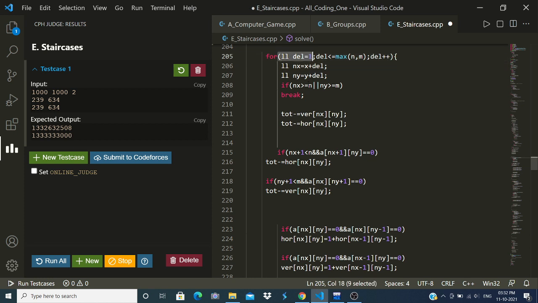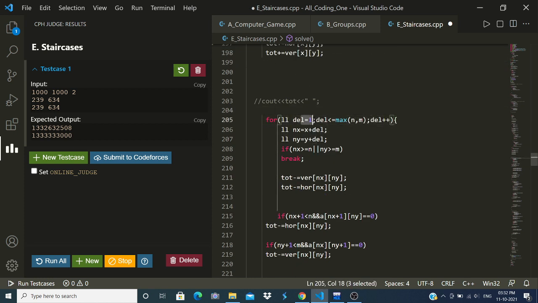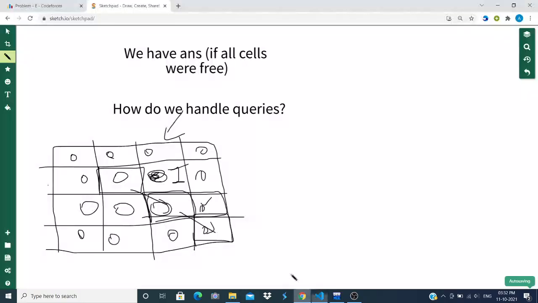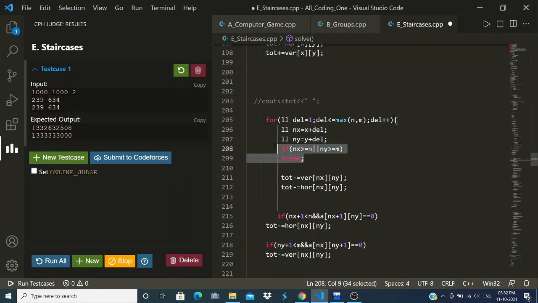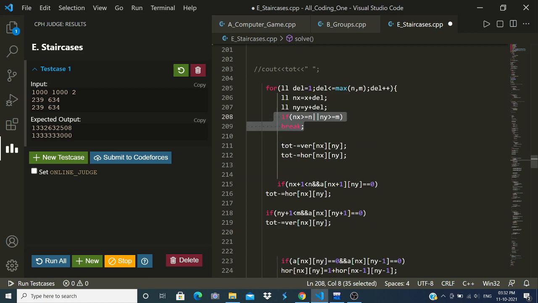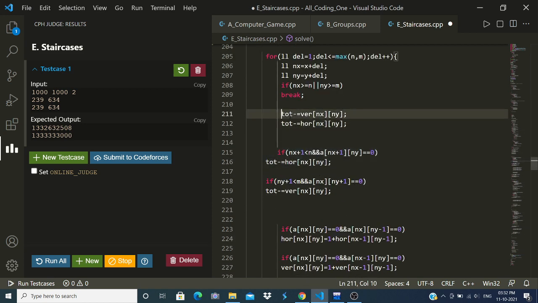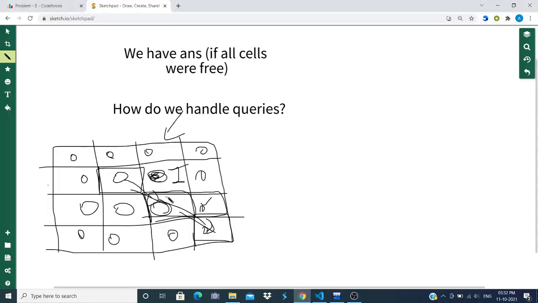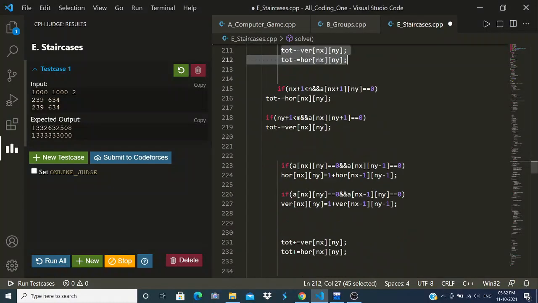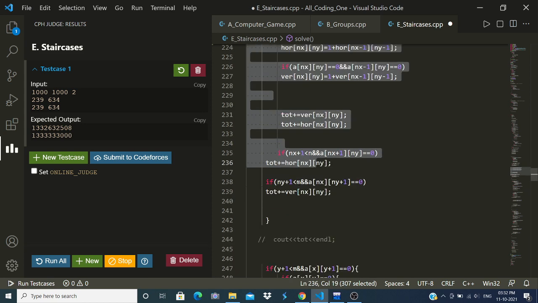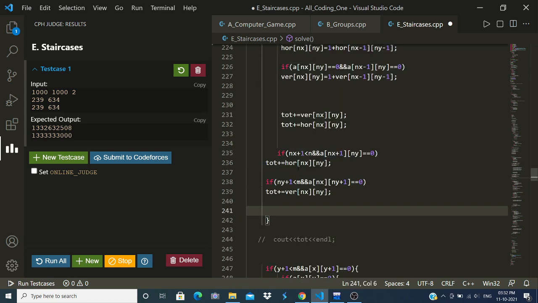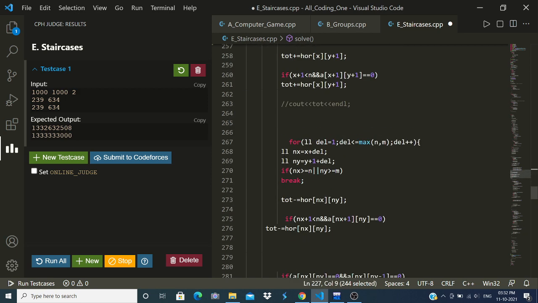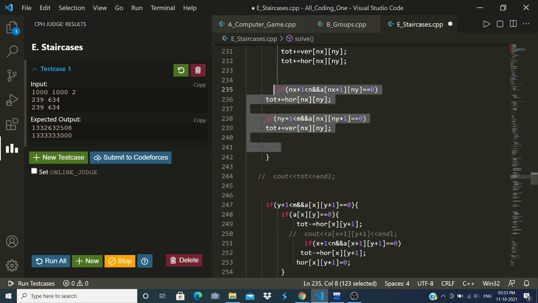So basically I am moving this delta from 1 to maximum of n comma n, and I am jumping from here to here, then here to here. And if at any point this is not a valid coordinate, break. Otherwise make some required changes. First of all, remove the old values of those cells, and then update it. It's a bit complex. You just try to code it by yourself. Think of all the cases, corner cases. So this is basically what I have done.